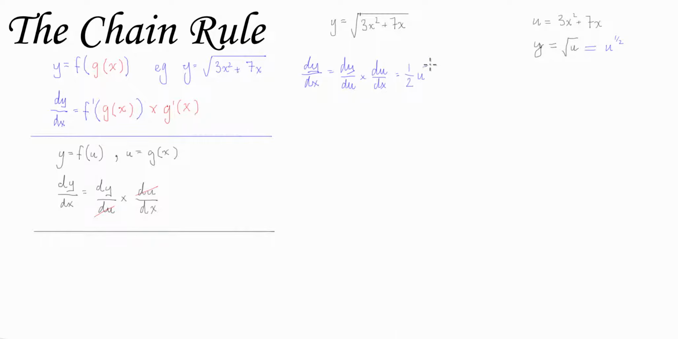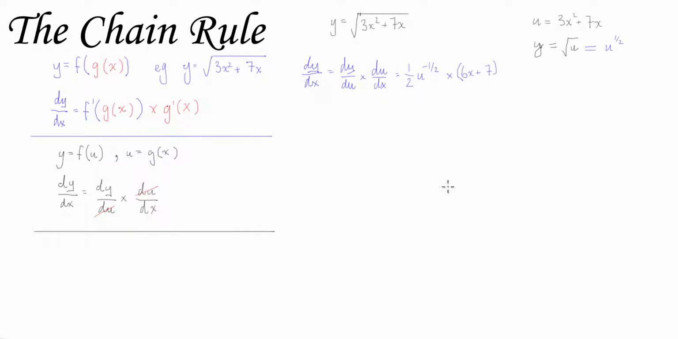u to the negative 1/2. So that's the derivative of that. And then we have to multiply it by the derivative of u with respect to x, so the derivative of this one. The derivative of u with respect to x is equal to 2 times 3 is 6x plus 7. Let's put that in brackets.